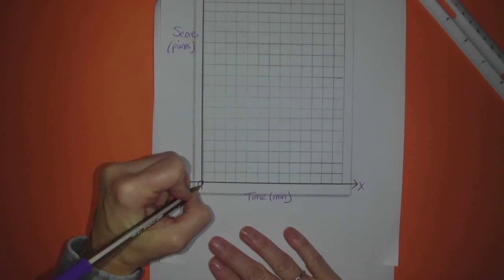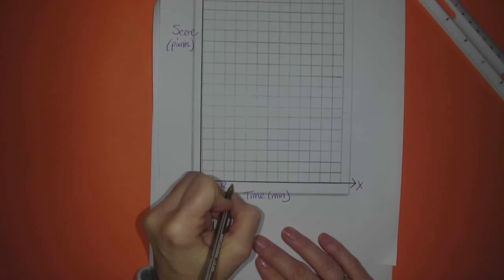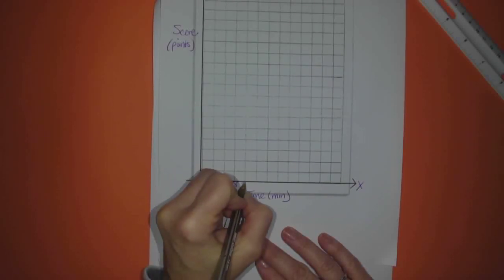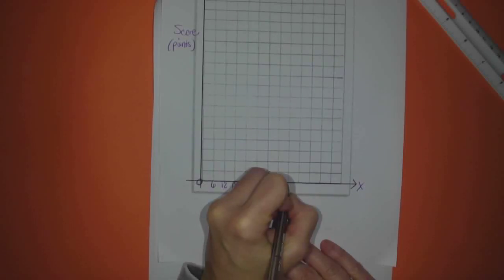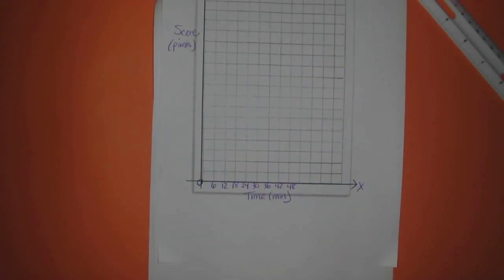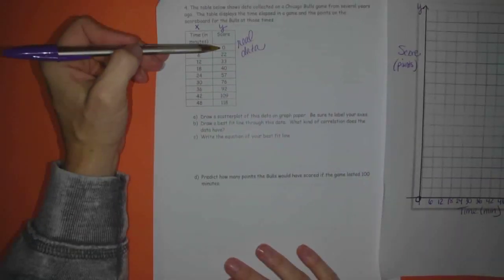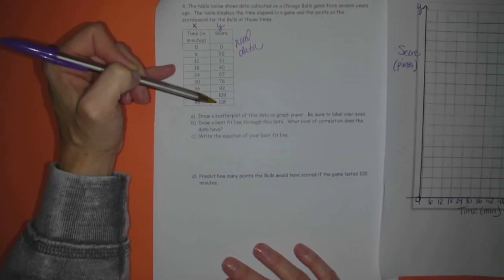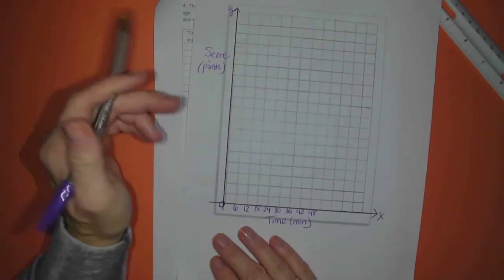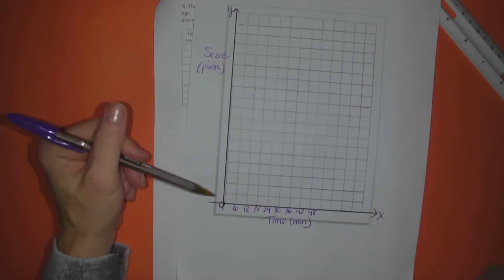So we'll start here on the corner with 0 minutes, 6 minutes, 12 minutes, 18, 24, 30, 36, 42, and 48. And that was the end of the data, 48 minutes. Now going up the Y, boy, oh boy, we have to get from 0 to 118 points. So we most certainly can't go by 1s. We most certainly will not make it by 2s.